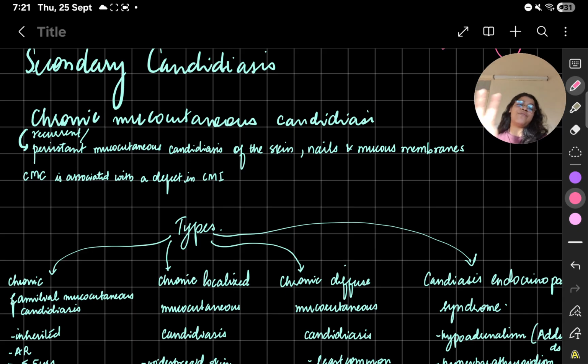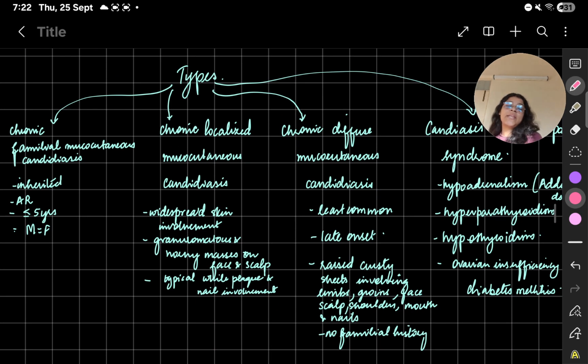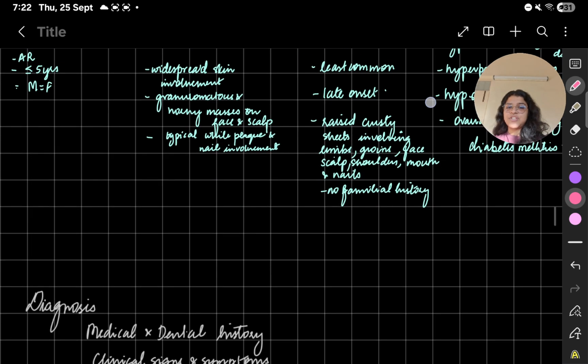Now what are the types? There are 4 types which you have to remember. There is chronic familial mucocutaneous candidiasis, which is inherited from your parents. It is autosomal recessive, and it presents at less than 5 years of age. Males are equal to females, there is no gender predilection. This is chronic familial mucocutaneous candidiasis, as the name suggests.